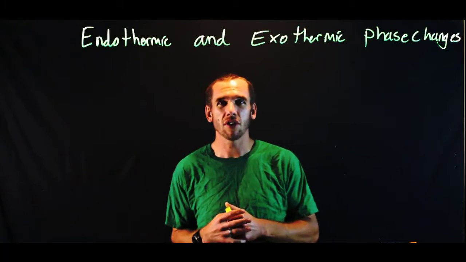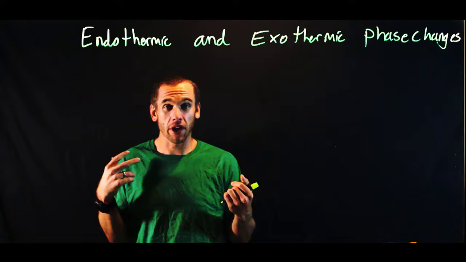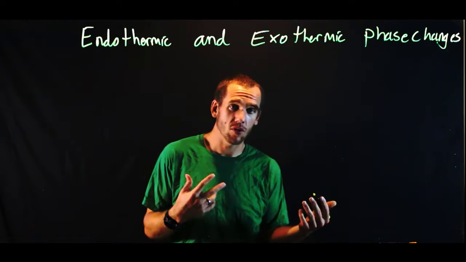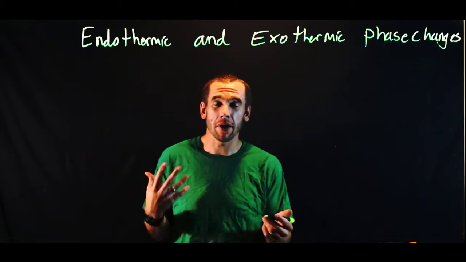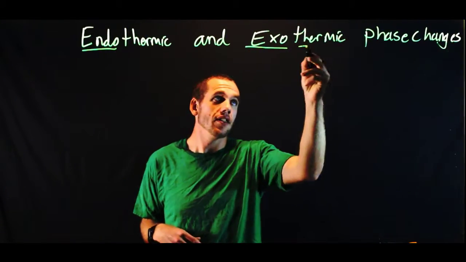In this lesson, we're going to take a look at endothermic and exothermic phase changes, and we're going to do that with both a temperature versus time graph that shows some phase changes, and also by thinking about particle arrangement. Now, think about these terms, endo and exo, and then thermic.